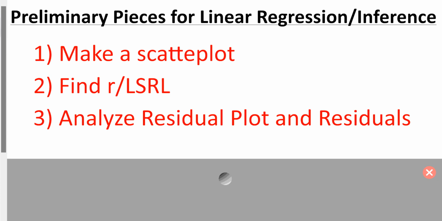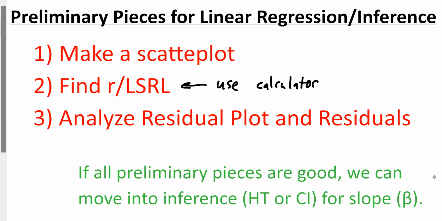In order to do inference with this stuff, there are some preliminary pieces we have to do, including making a scatter plot, like we just did, and finding the R and the least square regression line. We can use a calculator, use tech, or if we're given the computer printout already, analyze the residual plot and the residuals themselves. Those are all things that we're going to review today.